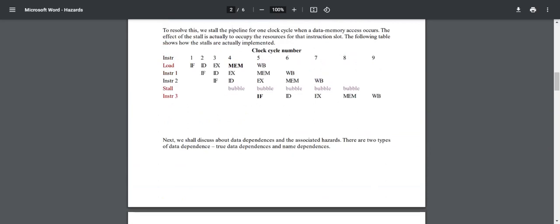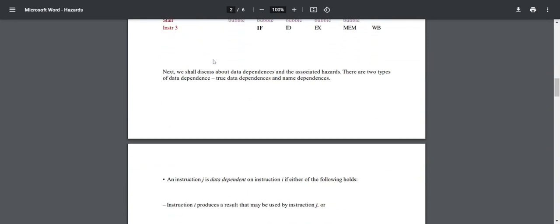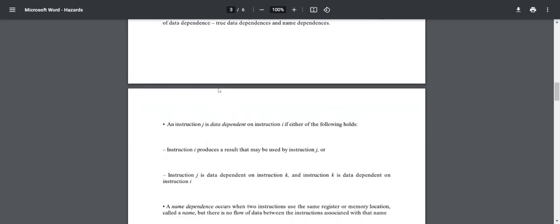Then come to the data hazard. Now, data hazard occurs when there are data dependencies between different instructions. Generally speaking, there are two types of data dependencies: true data dependency and name dependencies. So, let's briefly look into these two kinds of dependencies beforehand.